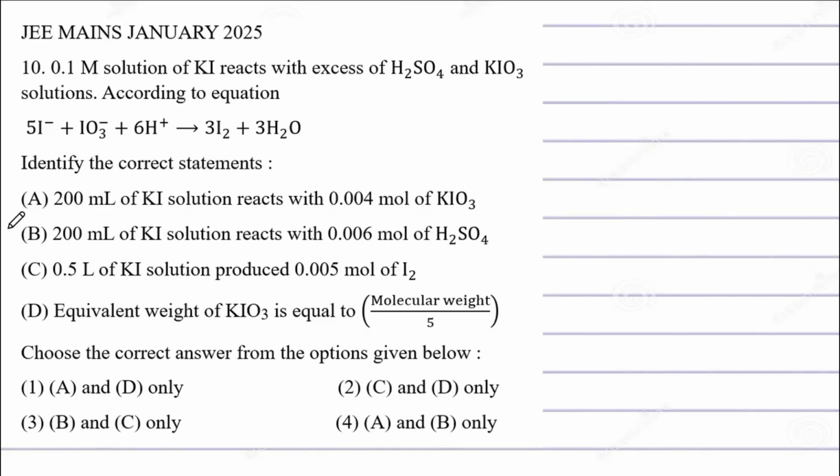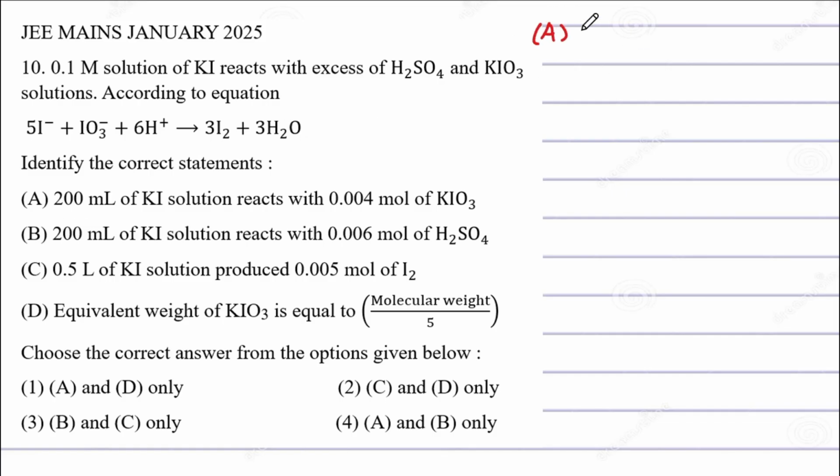Next question: 0.1 M solution of KI reacts with excess of H2SO4 and KIO3 solutions according to the equation. An equation is given in the ionic form. Now identify the correct statements. Option A: 200 mL of KI solution reacts with 0.04 mole of KIO3, and 3 more options are given. Choose the correct answer from the options given below. Out of the 4 options, you have to find which option is correct. So first, let us see option A.